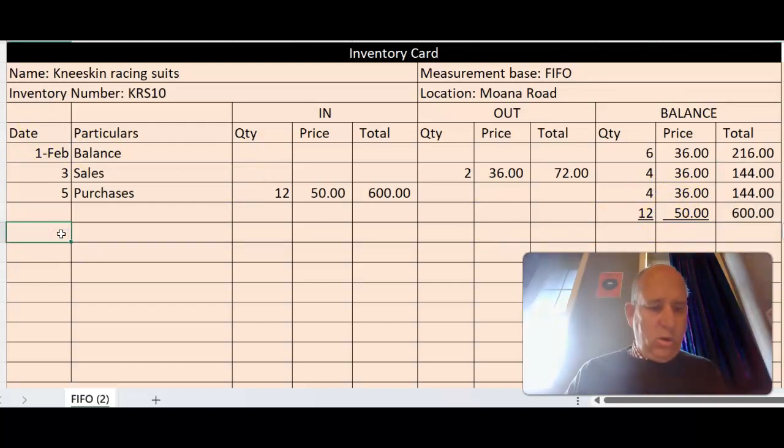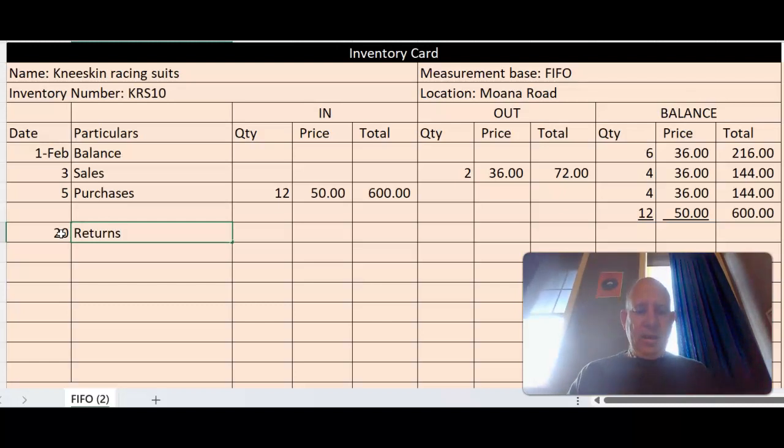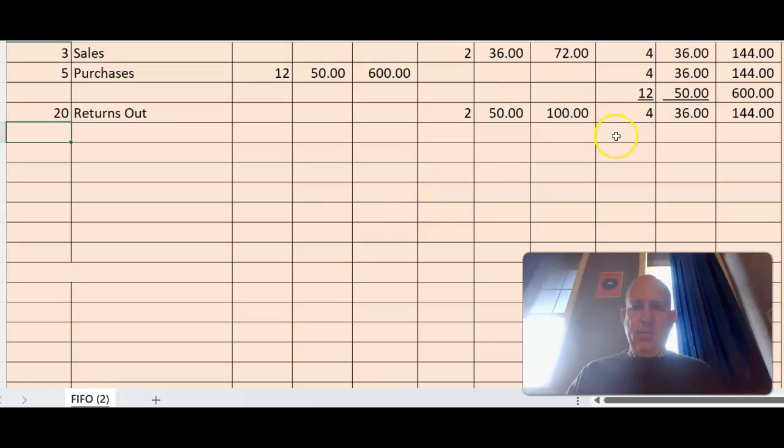Moving on down, on the 20th we returned 2 of the knee suits to our supplier. So these are returns, and the returns go out because they're going out to the supplier. We returned 2 of them, and those ones were the $50 ones. So we've still got 4 at 36, and now we've only got 10 at the 50.